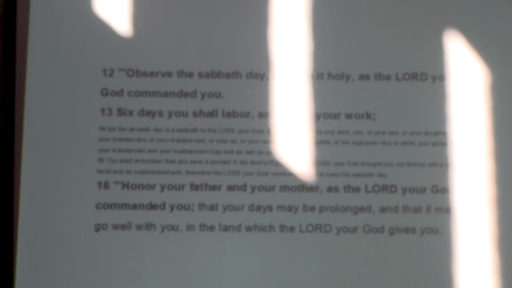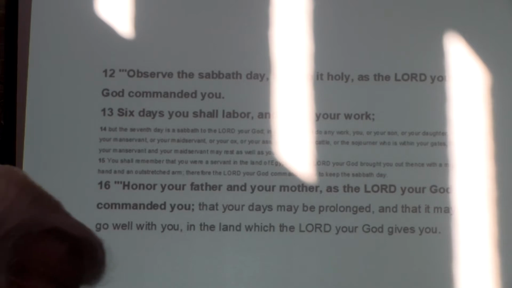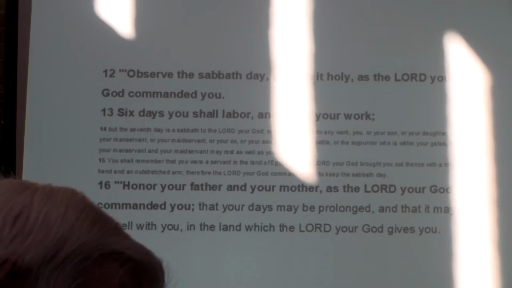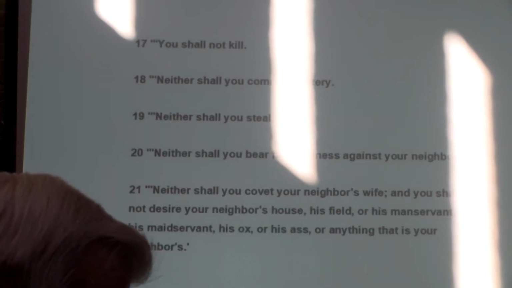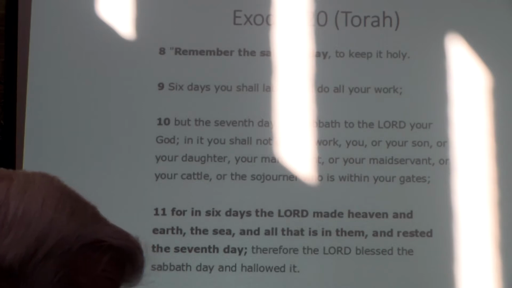Observe the Sabbath day. Oh, yeah, that's an interesting one. Observe the Sabbath day. When you take a look at what's written in Deuteronomy 5 and you take a look at what's written in Exodus 20, they don't say the same thing. I did get a hold of this. Oh, these are the other commandments. You notice they're almost identical in 5 and 20.